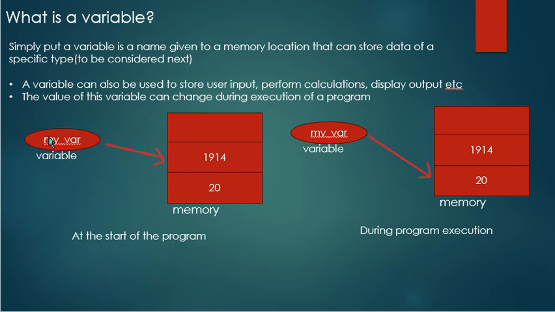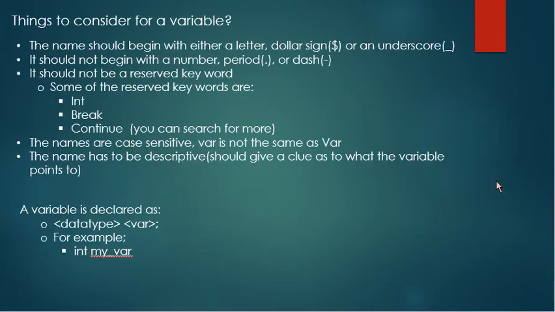So as an example, the variable myVar can initially hold the value 1914. This is at the start of the program. So this is in memory, then this is the variable. So whenever you access this variable, you are indirectly accessing 1914. Now, during program execution, the value of myVar might change from 1914 to 20. So during execution of the program, when you now access myVar, it won't give you 1914, it will now give you 20.